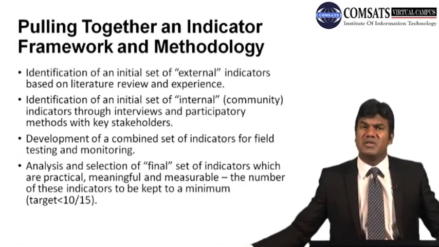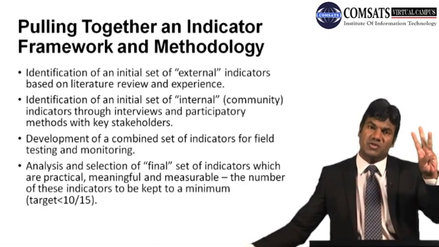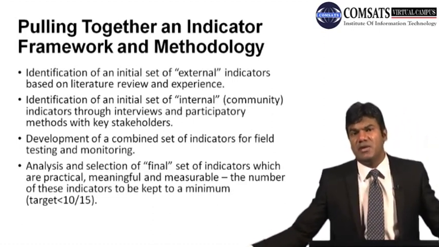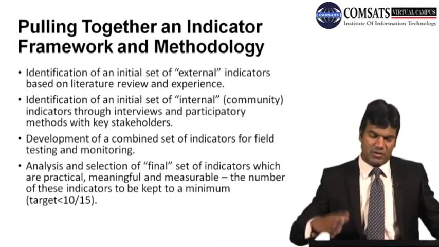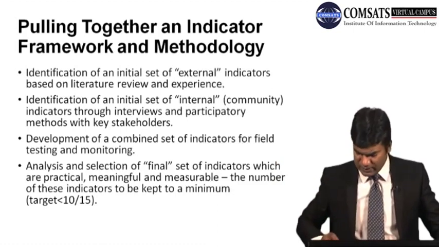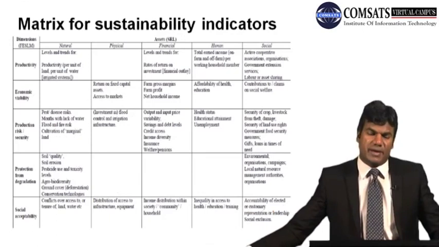Uske baad, then you combine both of them. You can assign weights, or you can see which indicator is much better, and then you define them based on three things. Number one, they need to be practical. Number two, they need to be meaningful. And number three, they need to be measurable. And after measuring, minimum 15 at least indicators. Now, this is what the matrix looks like.